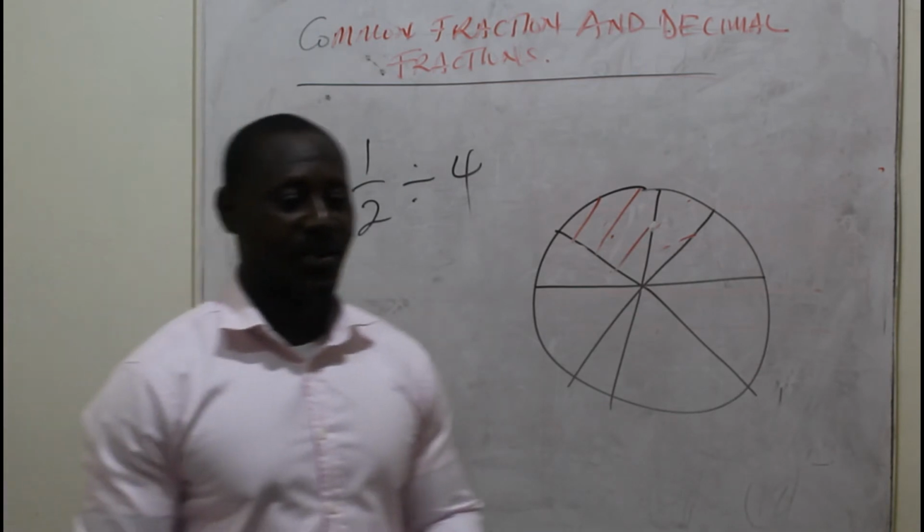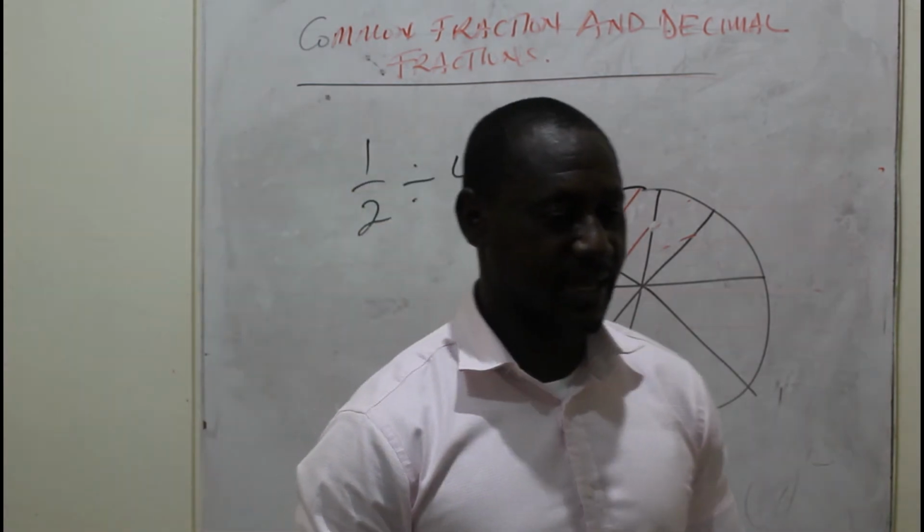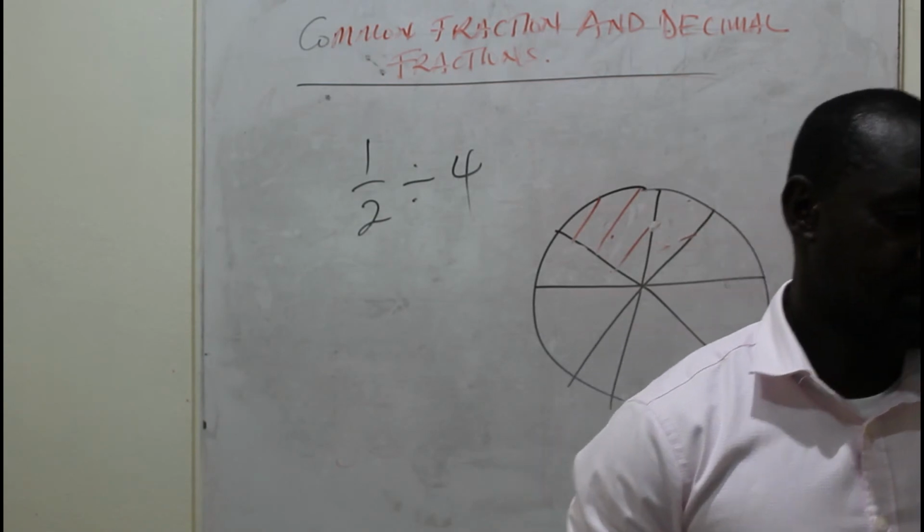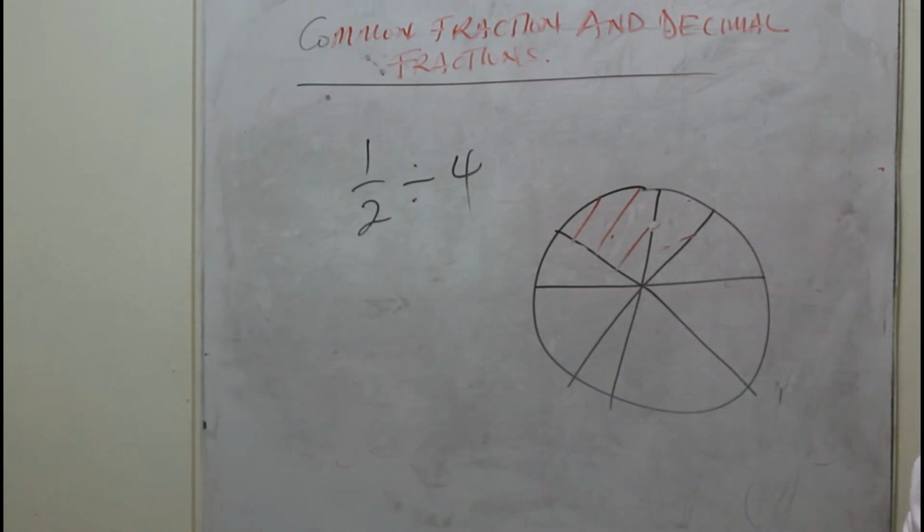So here, we are expecting an answer to be 1 out of 8. Why do you think it's 1 out of 8?